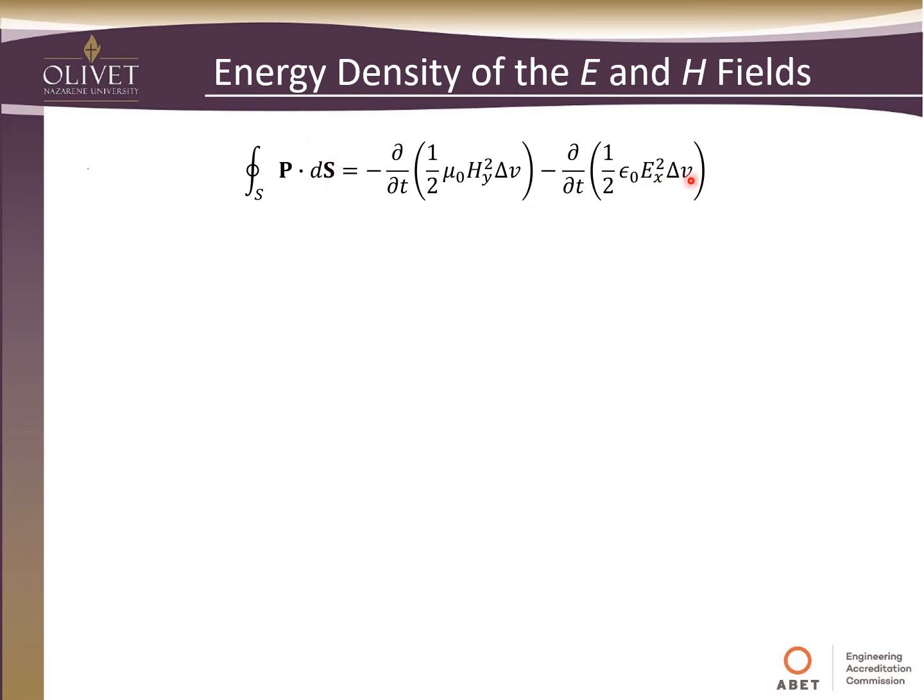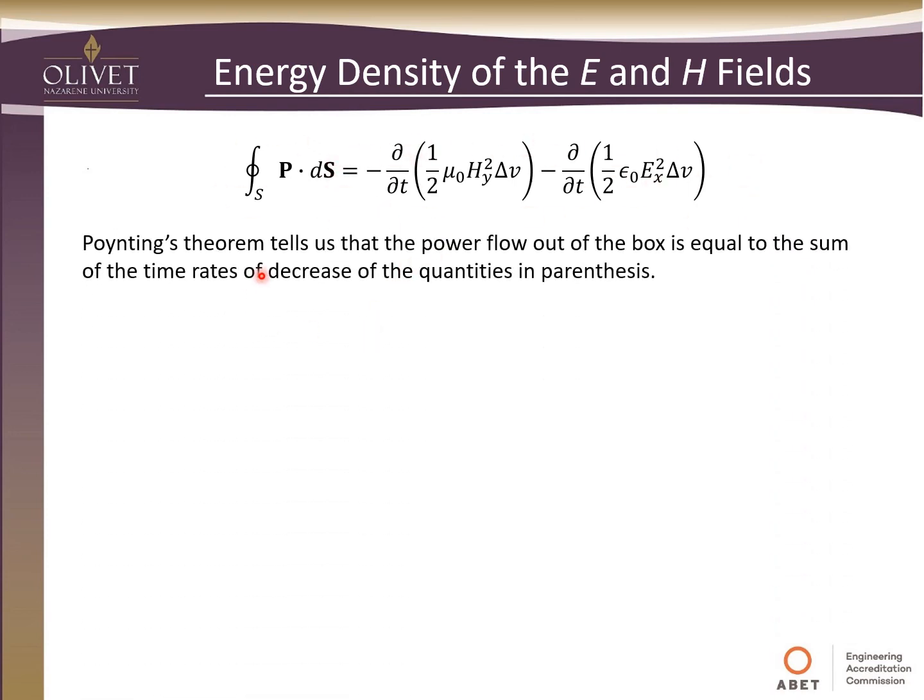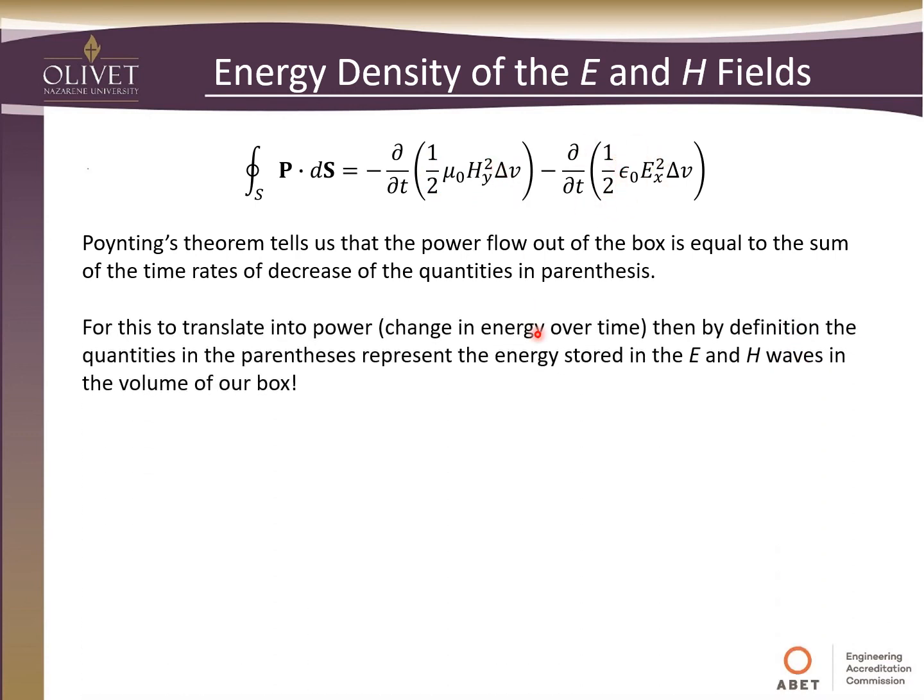Bringing this solution forward, Poynting's theorem tells us that the power flow out of the box is equal to the sum of the time rates of decrease of these quantities in parentheses. As this decreases over time and this decreases over time, that's defining our power flow. For this to translate into power, that is, the change of energy over time, as we know from physics, by definition the quantities in the parentheses must represent energy, and that's stored energy in the electric and magnetic waves in the volume of the box.